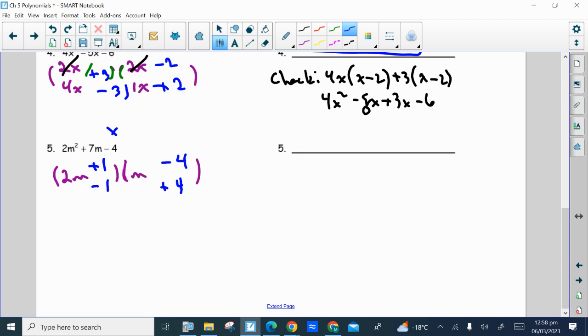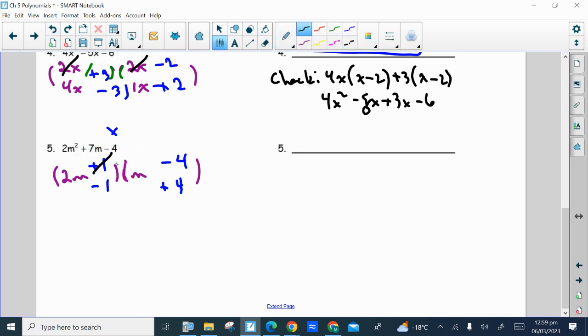In both cases, they will multiply to get the last term of negative 4, so that's great, but the outer and inner products will be different. So you'll get a different middle term when you check each of these. So let's start by checking a positive 1 with a 2m, a negative 4 with the m. The outer products would be negative 8m, the inner products would be positive 1m. Negative 8m plus 1m is negative 7m. That's not correct because we need a positive 7m there. So those will not work.